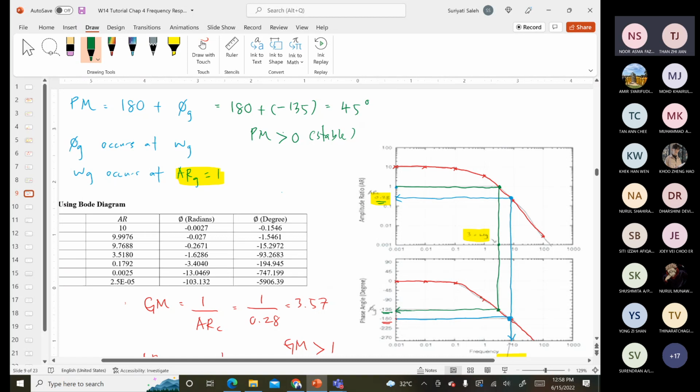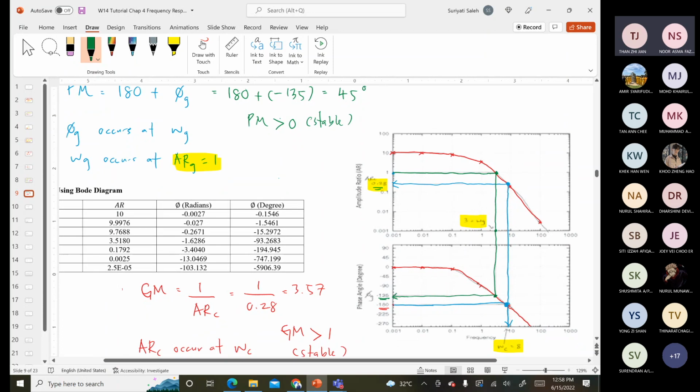If one of the criteria is not met, not fulfilled, let's say in this case your GM is greater than 1, but the phase margin you get negative, still it is called an unstable system. So you need to meet both requirements: PM greater than 0, GM greater than 1 for achieving a stable system.